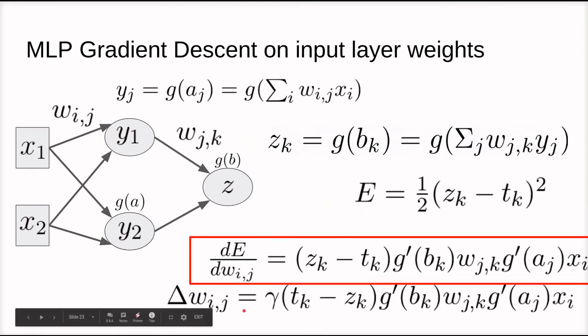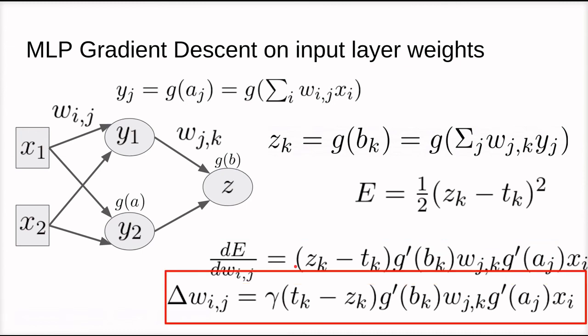Now we see that the derivative of the error function is the error signal times the derivative of the transfer function times the derivative of the term bk, which is just the weighted sum of the hidden layer activities, with respect to weight ij, which is just the derivative of the activity of the hidden node j with respect to weight ij, again, which gives us this derivative. We see the g prime function and then the input xi.